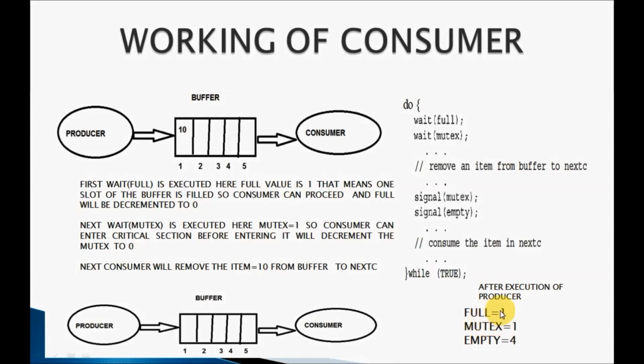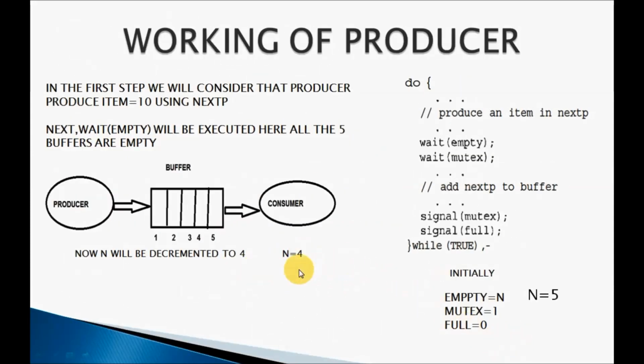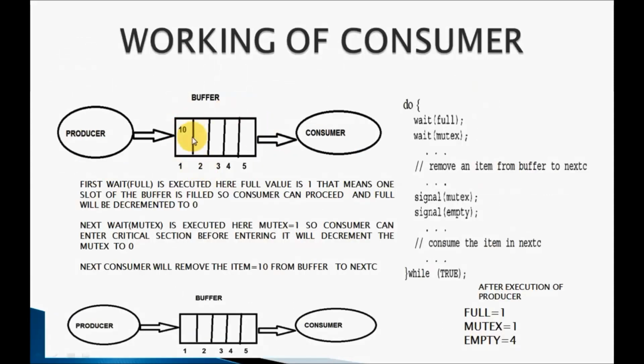These are the values of the semaphores after the execution of the producer. Full is now 1, because the producer changed the value of full from 0 to 1. Mutex is 1, changed by the producer, and empty is 4. I told you why empty is 4: because 10 is there. Empty changed from 5 to 4 because one slot is already used. Now you understood, I think, right? So these are the values of the semaphores after the item is produced.